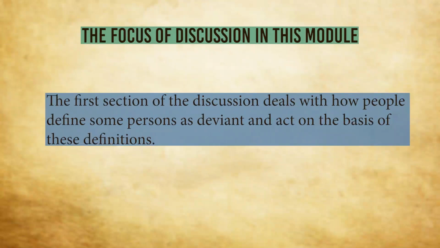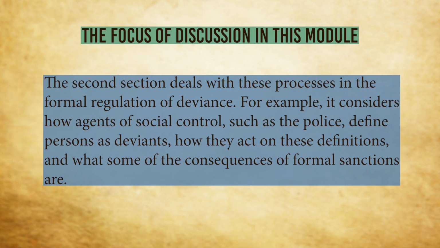Now, there are 4 sections in our discussions which we need to zero in on. What are they? The first half of the discussion deals with how people define some person as deviant and act on the basis of these definitions. The second section deals with these processes in the formal regulation of deviance. For example, it considers how agents of social control, such as the police, define a person as deviant, how they act on these definitions, and what some of the consequences of formal actions are.